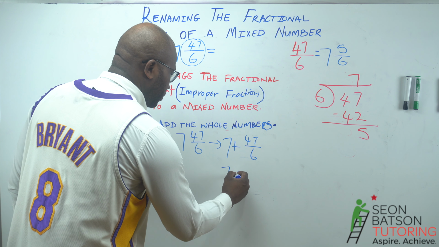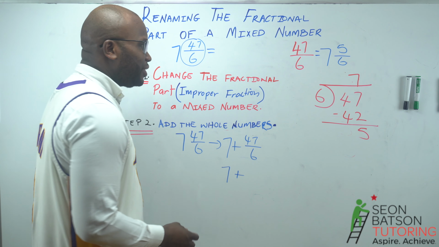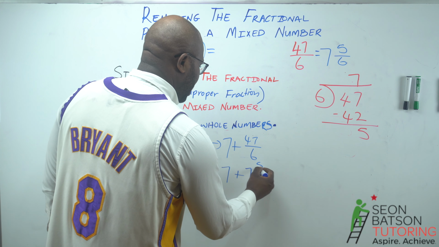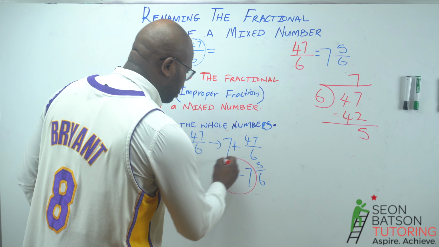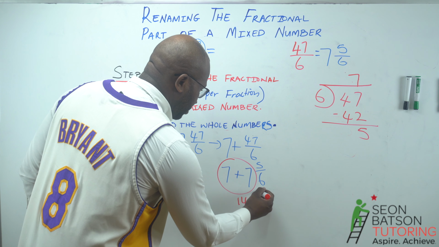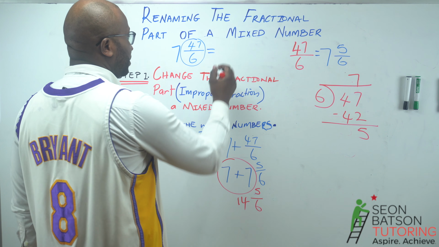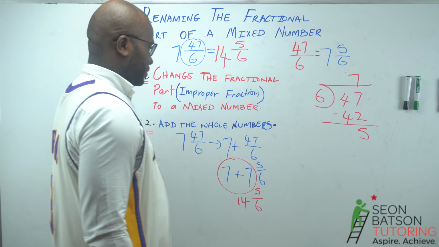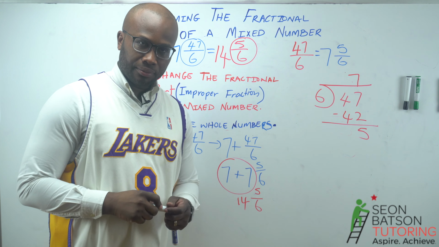So now, when we change 47 over 6, we got what? We got 7 and 5 over 6. So now we can add the whole numbers, 7 and 7. And 7 plus 7 is 14, and the fractional part is 5 over 6. So 7 and 47 over 6 is the same as 14 and 5 over 6. And again, mission accomplished because our fractional part is now a proper fraction.